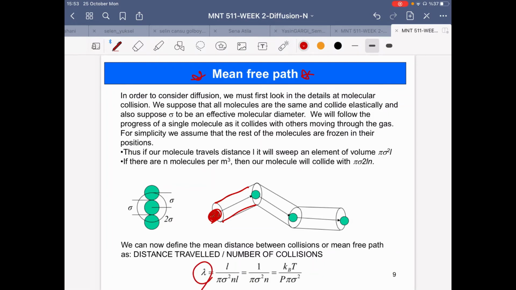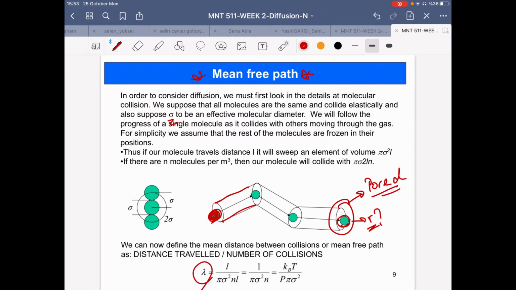In order to consider diffusion, we must first look into the details of molecular collisions. We suppose that all molecules are the same, collide elastically, and also suppose an effective molecular diameter. So what's important here are two things. Number one, how big is my molecule, and how big is my pore? The pore diameter, and how big is my molecule.